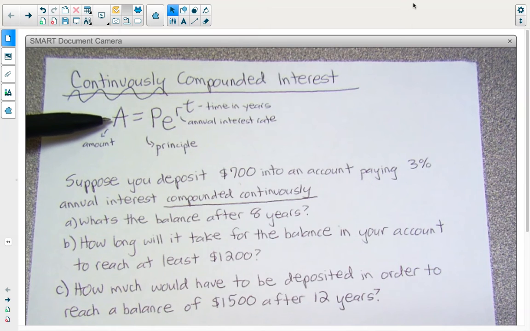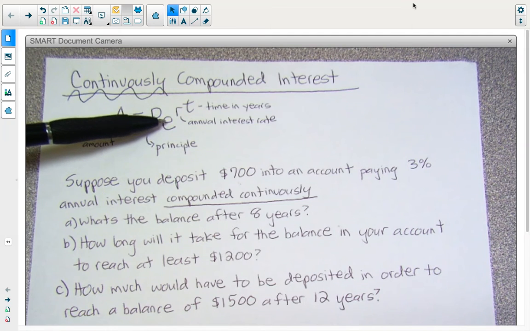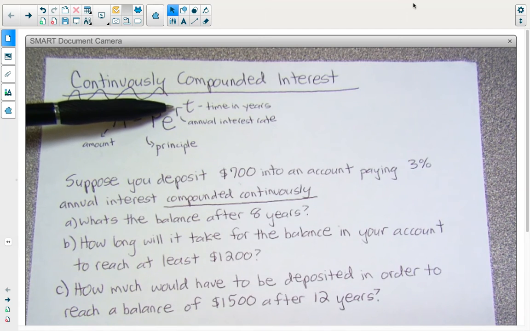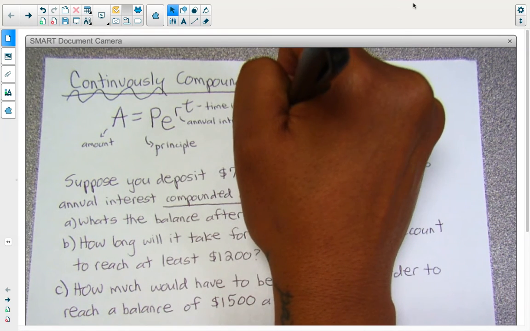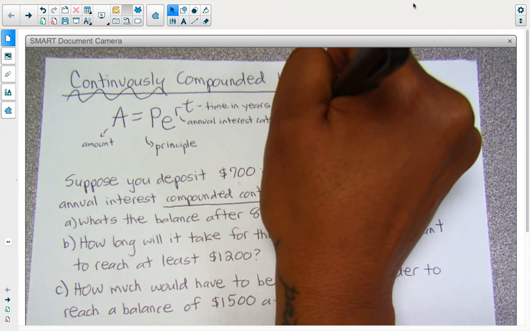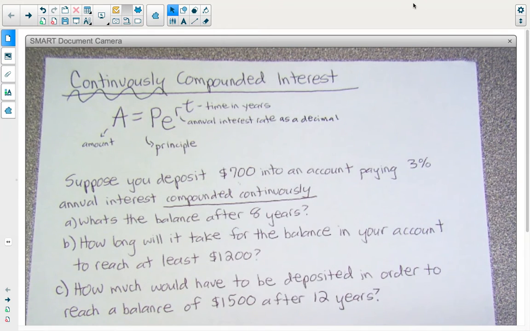So A is going to be our answer. It's going to be our final amount. We put something in the account. It grows continuously. How much do we have back out? So that's going to be our answer. P is your principal, which is what you're starting with. It's your initial amount. E is e, an irrational number that we know of now. And then r is your interest rate as a decimal. So it still must be as a decimal as it was before. Annual interest rate as a decimal. And then t is your time period in years. So you know to use this formula if it says compounded continuously.